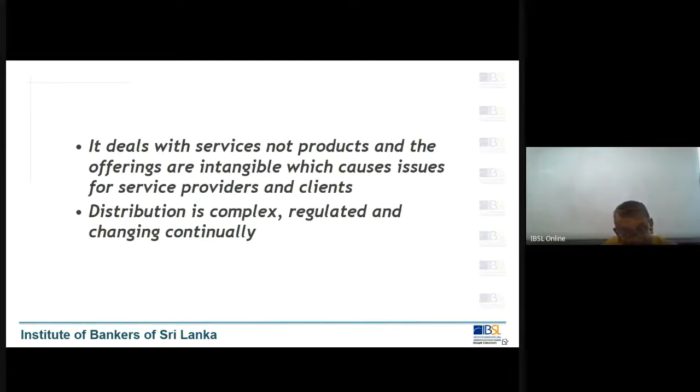So there are two types of banks in Sri Lanka. One is the licensed commercial bank. The other one is the licensed specialized bank. Okay, clear? There are two types of banks in Sri Lanka: licensed specialized bank and licensed commercial bank. So what is the difference between a licensed specialized bank and a licensed commercial bank?